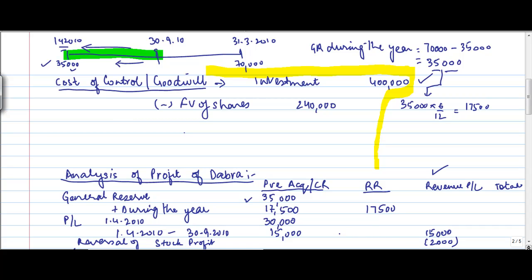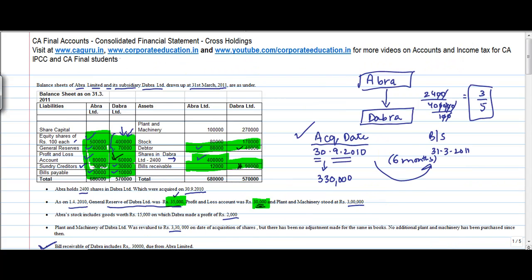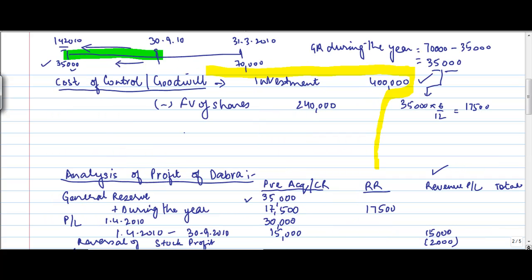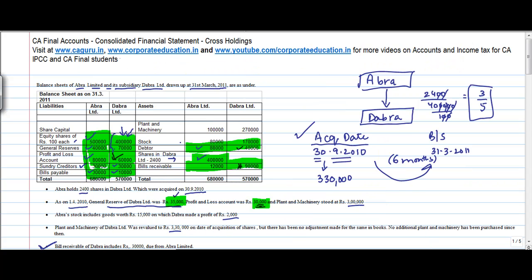But as I told you, every credit has an equal and opposite debit. So I will also reduce this 2,000 from my stock profit, Dabra. Okay, so this adjustment is complete. This will come to 2,48,000. Are you clear? Let's go back to the adjustment sector.